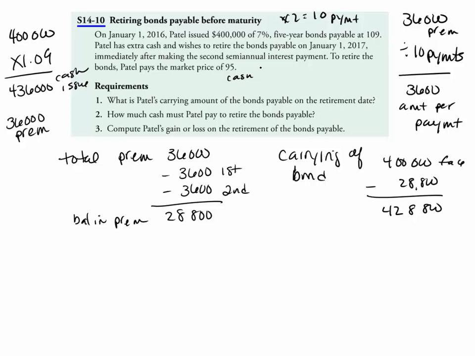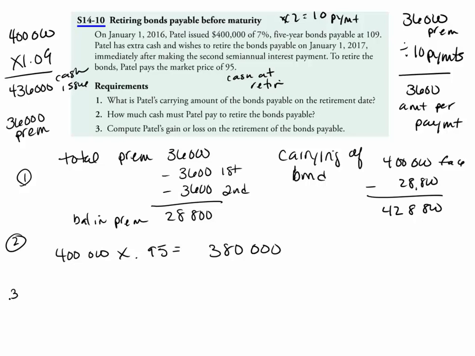To retire the bond, they paid the market price of $95. So this is part 1. Part 2 says how much do they have to pay to retire the bonds payable. So what they have to pay is the $95. So that'll be $400,000 times 0.95. So that's $380,000 cash at retirement, whereas this was the cash at issue.